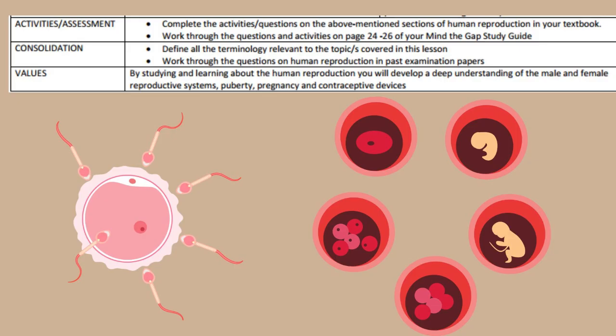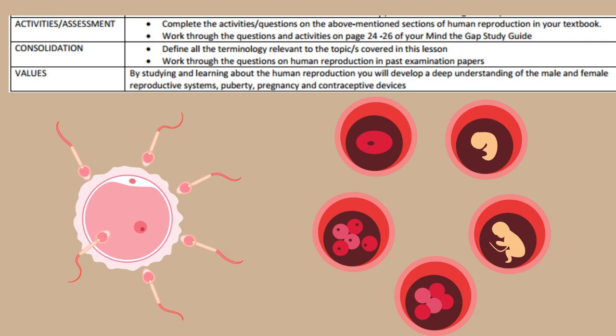Activities/assessment. Complete the activities/questions on the above-mentioned sections of human reproduction in your textbook. Work through the questions and activities on pages 24-26 of your Mind the Gap study guide. Consolidation. Define all the terminology relevant to the topic covered in this lesson. Work through the questions on human reproduction in past examination papers.